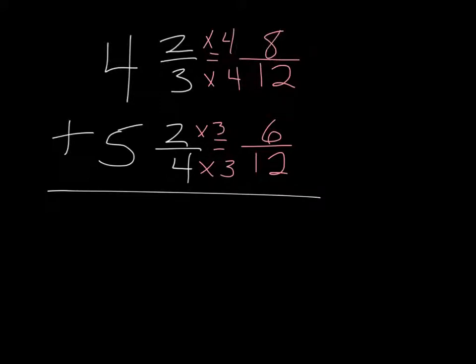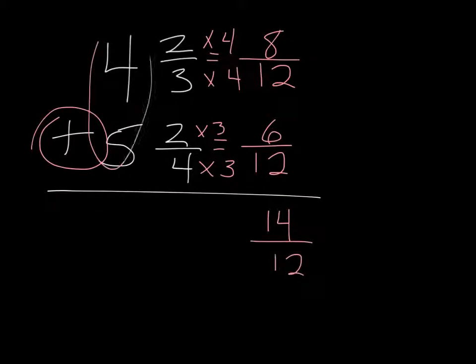We are adding fractions this time, paying very close attention to our sign all the time. Adding 6 plus 8 is 14. Our denominator stays the same. Adding our whole numbers now, 5 plus 4 gets us 9.